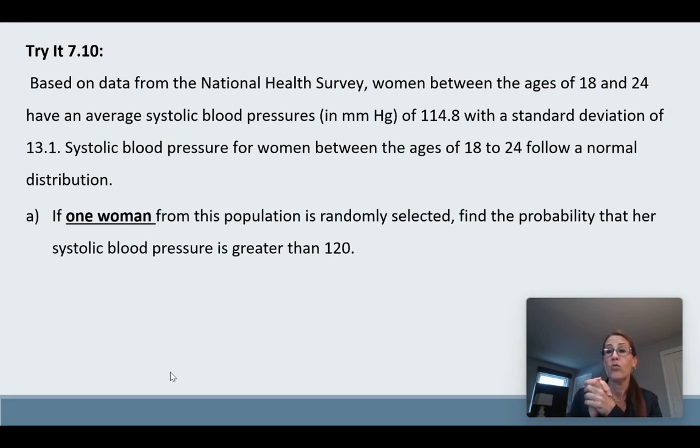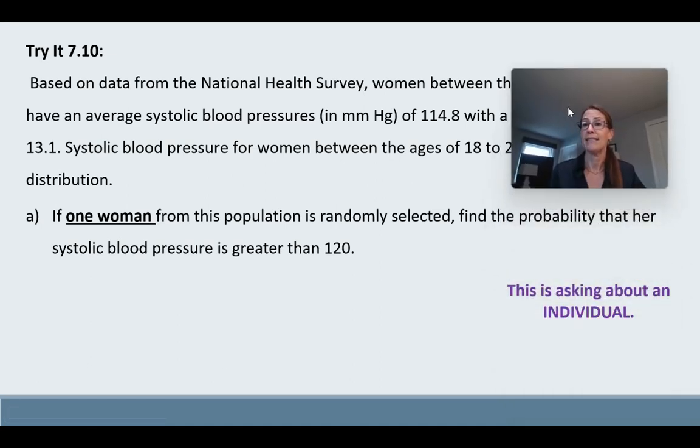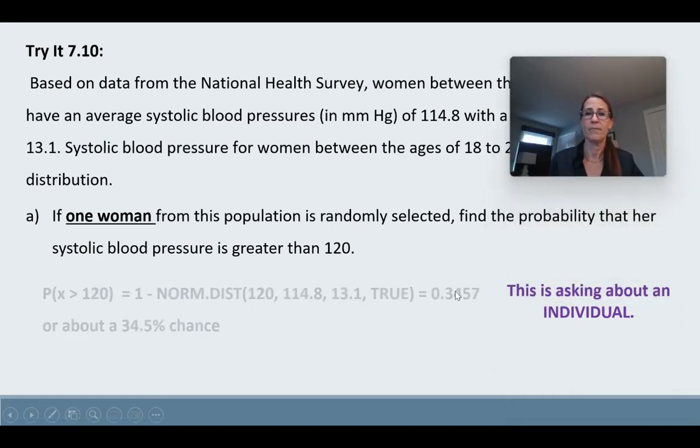So we're going to use the original distribution. In this case, it is a normal distribution, but we're not going to change our mean and our standard deviation this time because we're just talking about one person from this study. So this is asking about an individual. So the probability that one woman has a systolic blood pressure greater than 120: 1 minus the normal distribution of that 120, our original mean, our original standard deviation, and the word true.